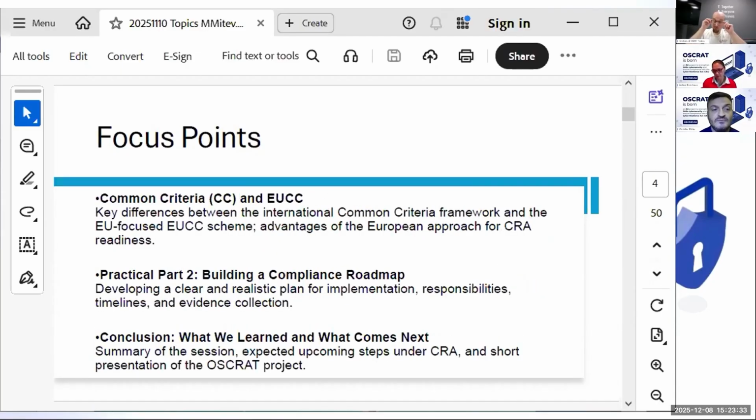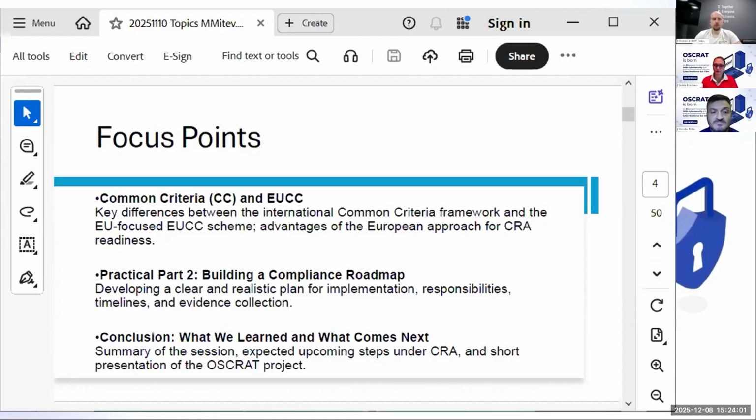After that, we will introduce Common Criteria, CC, and the new European scheme, EUCC, European Union Common Criteria. We will explain how Common Criteria works, how EUCC is different, and why the European approach may be easier to apply when preparing for CRA.